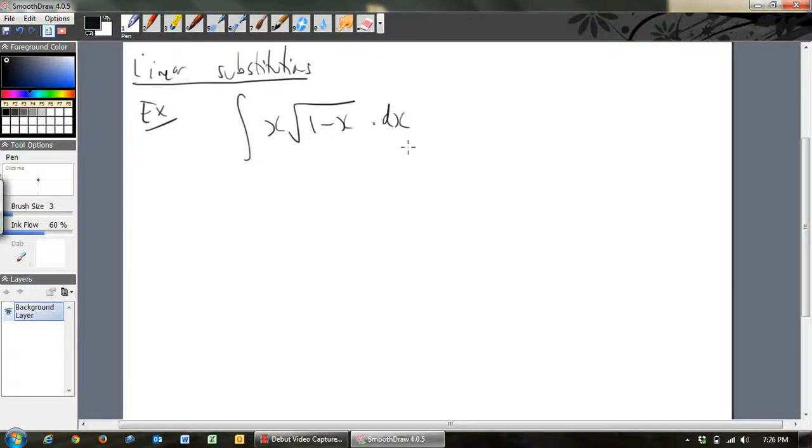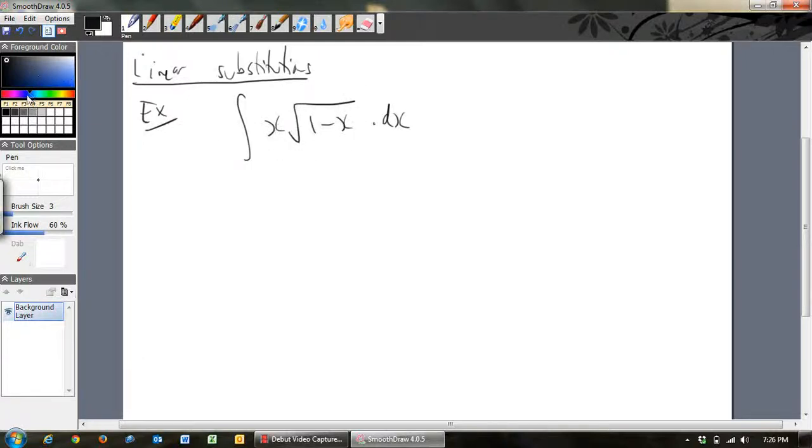dx. So looking at this, so far in your tool bag, do I know what the antiderivative of this is? No. Can I use an arc trigonometric function? No, that doesn't look anything like them. Can I make a substitution? Inside function here, 1 minus x, the derivative of that is negative 1. That's not x, so that's not going to work either.